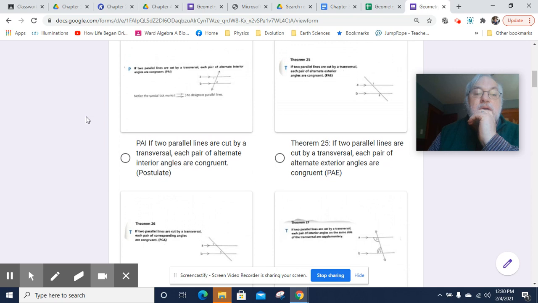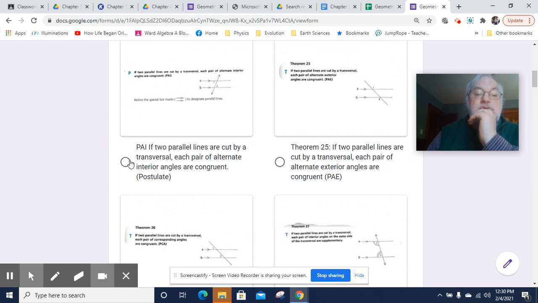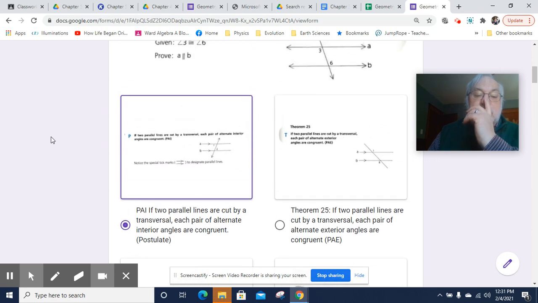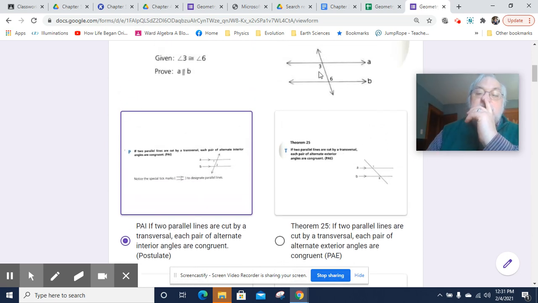So let's choose this postulate because that's the one. Because that postulate will help us prove this because it's basically the reverse statement of this. So this postulate says if these are parallel, then these two angles are congruent. But if these two angles are congruent, then we can flip that and say, therefore, these two lines, A and B, are parallel.